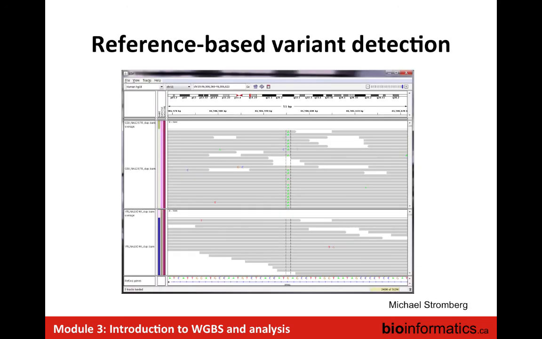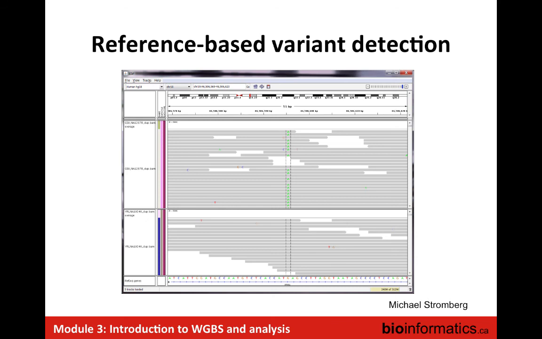There's a parallel again to what gets done with variant detection. I think you guys are doing the advanced bioinformatics.ca course. Exome calling is much easier than that, because you just map the reads on the genome and you look for mismatches. This is a screenshot of IGV, which is exactly what we're going to be using, but with methylation data.